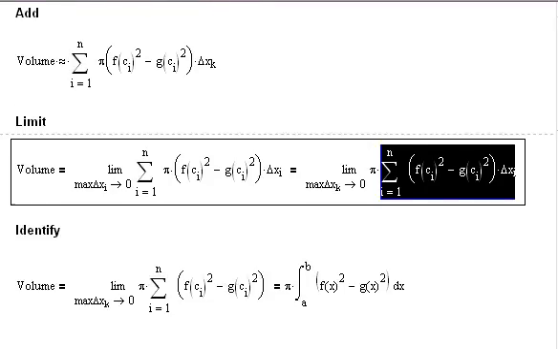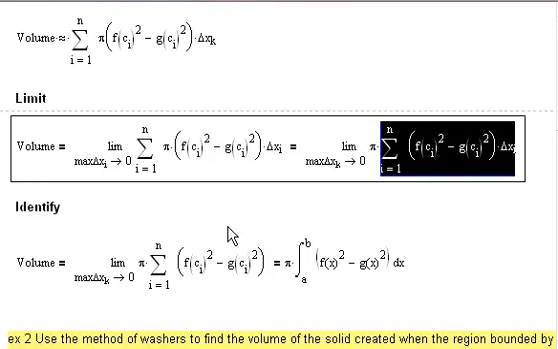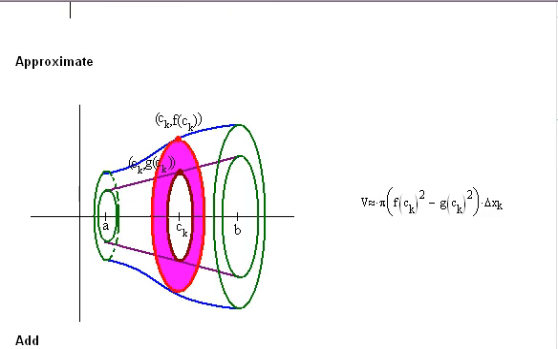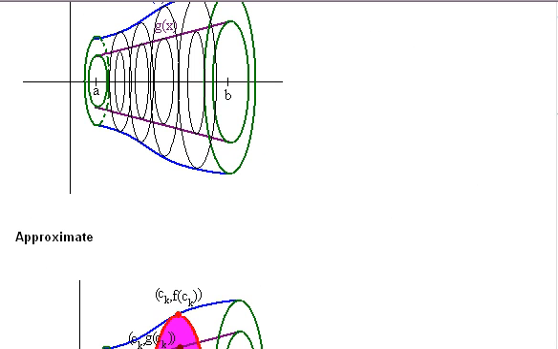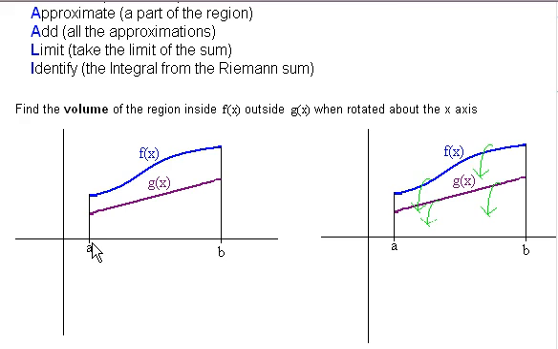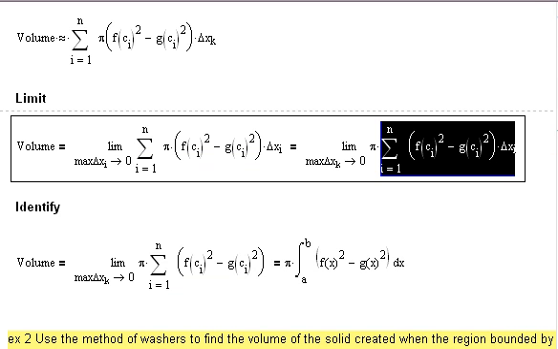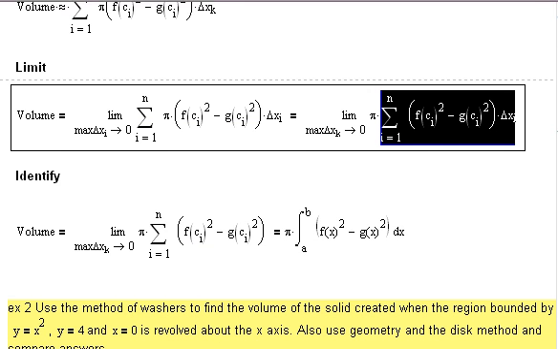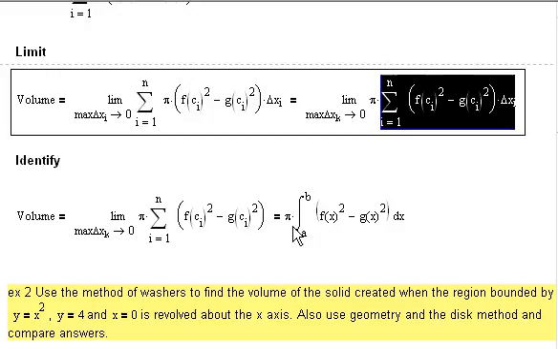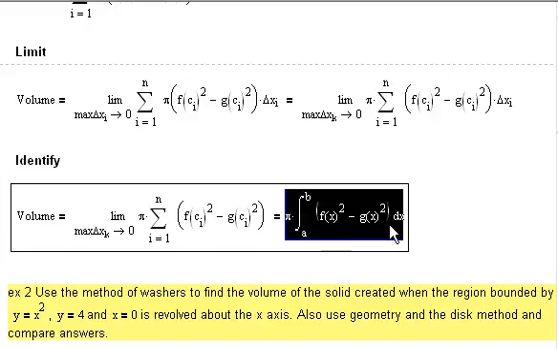So anyway, I can identify now my integral, which is pi times the integral from a to b of f of x squared minus g of x squared dx. I didn't show you the a and the b, but if you go back to the beginning, you can see that those were borders for our region. And so that is our formula for finding the volume of a solid of revolution about the x-axis using the method of washers.